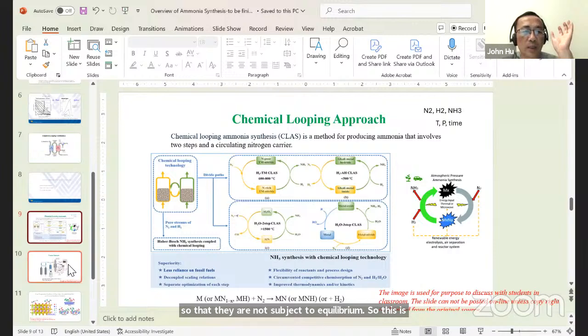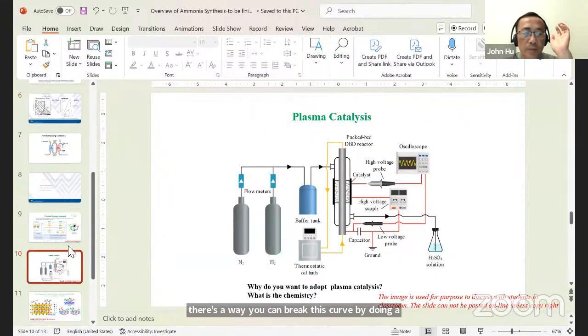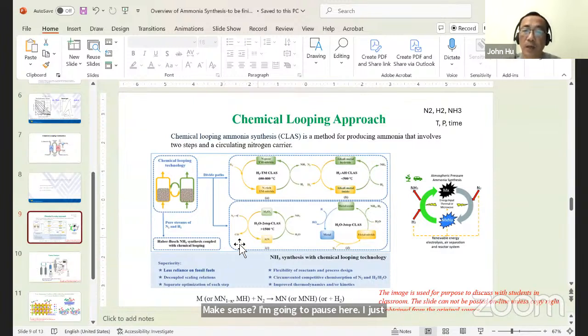I'm not sure if you understand the concept. Traditionally, ammonia synthesis is subject to equilibrium control, so you follow this curve. There's a way you can break this curve by doing chemical looping. Make sense? I'm going to pause here. I just want to know if anybody has any questions.